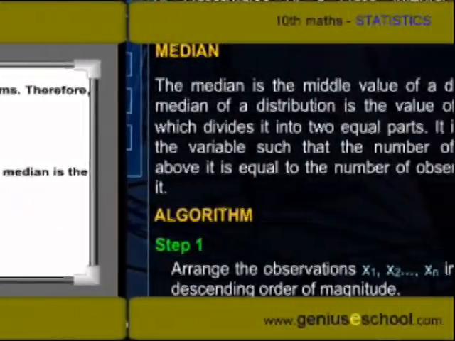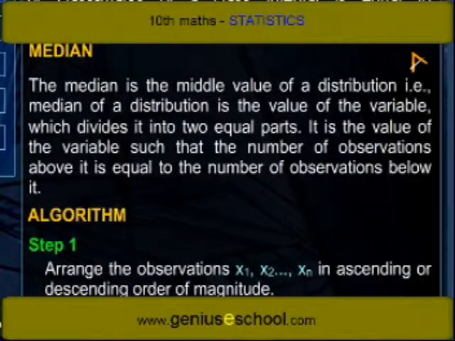Median is the middle value of a distribution. That is, the median of a distribution is the value of the variable which divides it into two equal parts. It is the value of the variable such that the number of observations above it is equal to the number of observations below it.